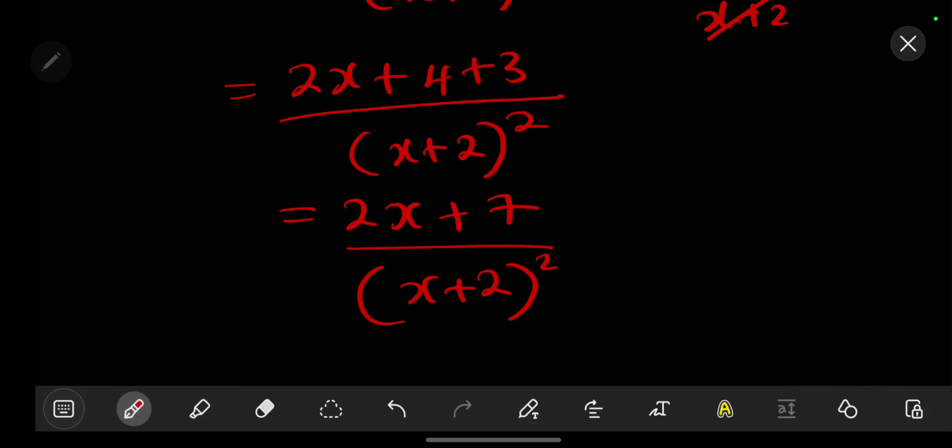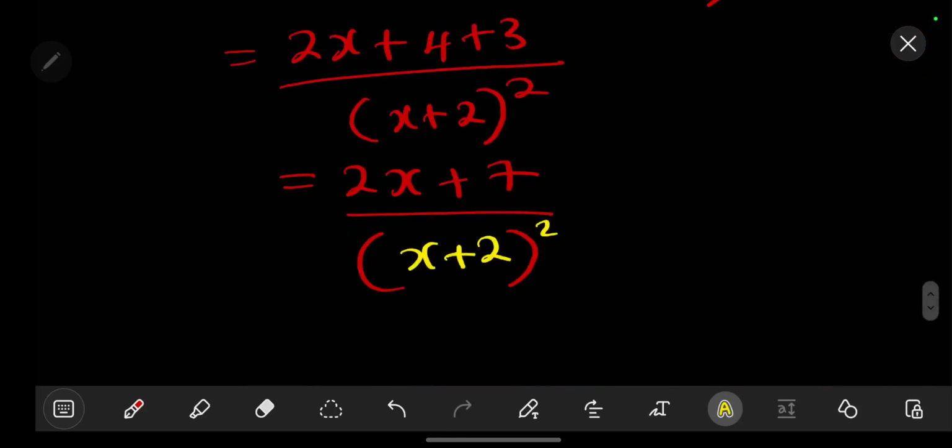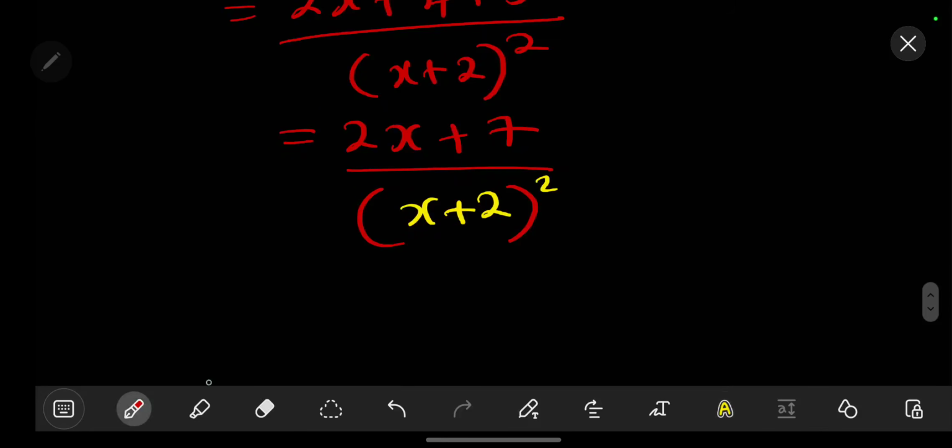Now the challenge here is this: we have a squared, alright, but how do we know whether or not the original one had a linear term or had x plus 2 squared there? So there is no way for us to know. So what we are going to do is account for all of them.